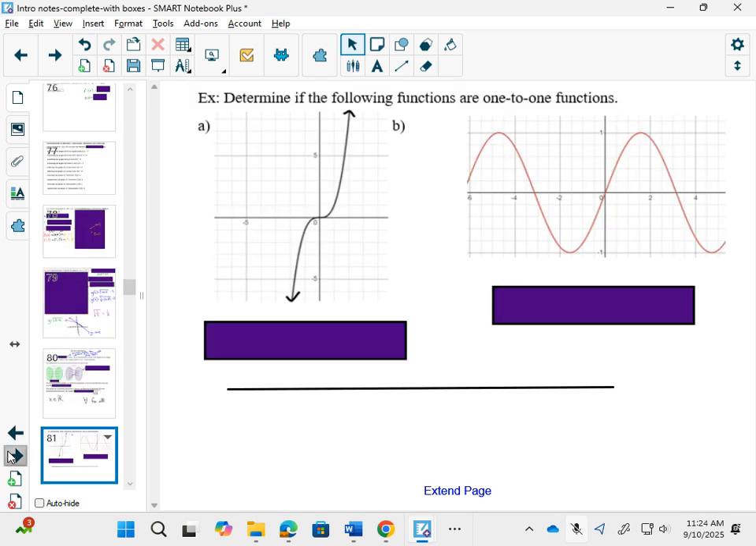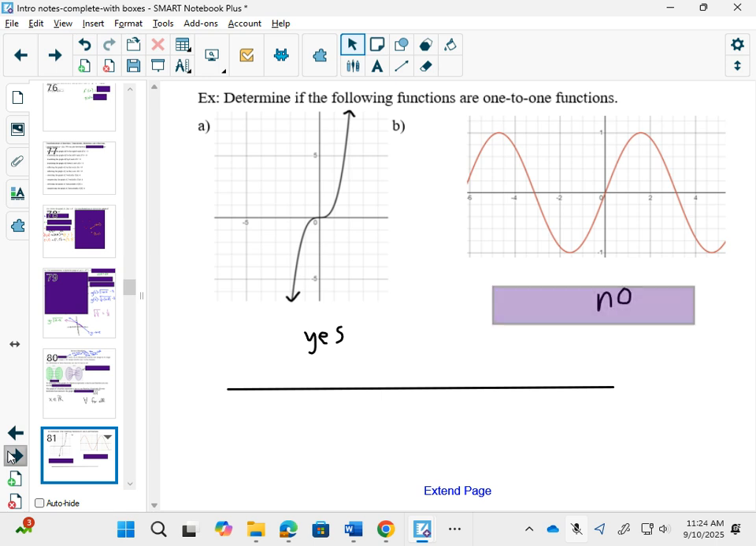Sorry. So determine if the following functions are 1-to-1. What graph is this? You recognize it? x cubed. Is it 1-to-1? Absolutely. What's the second graph look like? It looks like sine. Is it exactly sine? It might not be perfectly sine, but is it? Doesn't pass the horizontal line test.